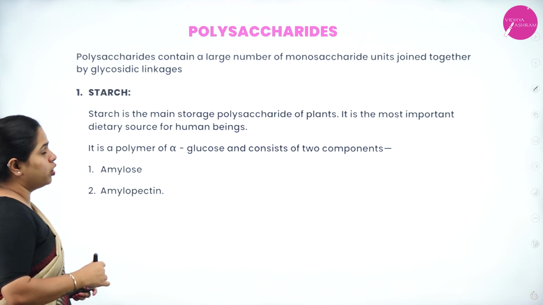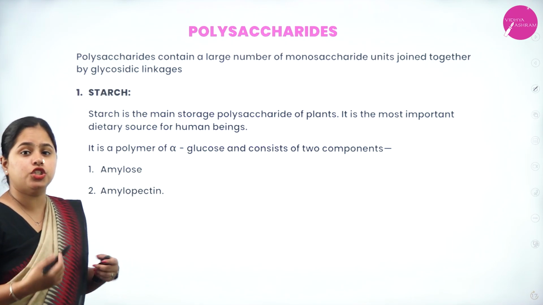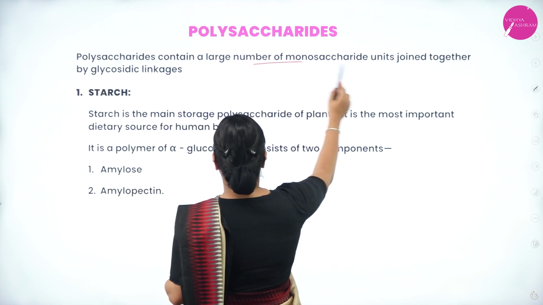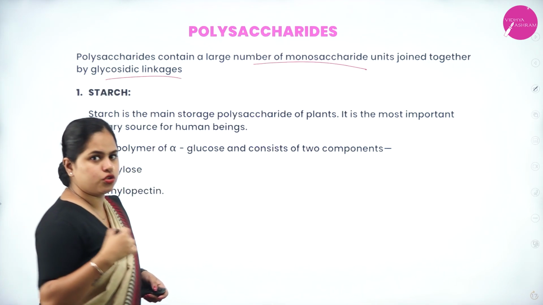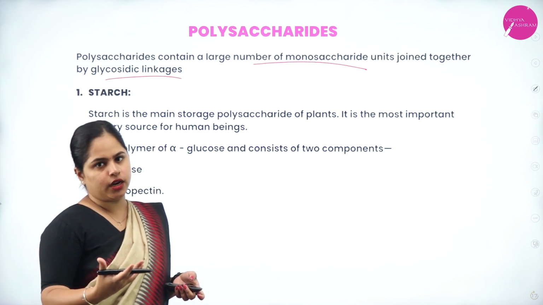Clear? Now moving on to polysaccharides. Polysaccharide contains a large number of monosaccharide units joined together by glycosidic linkage. So there will be more number of glycosidic linkages because more monosaccharide units are present.